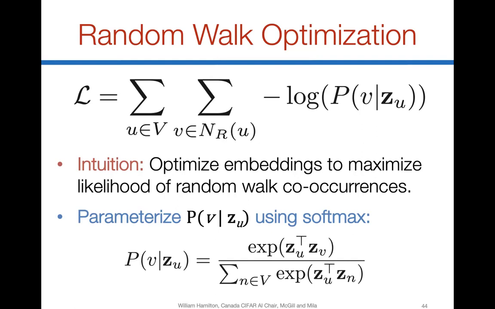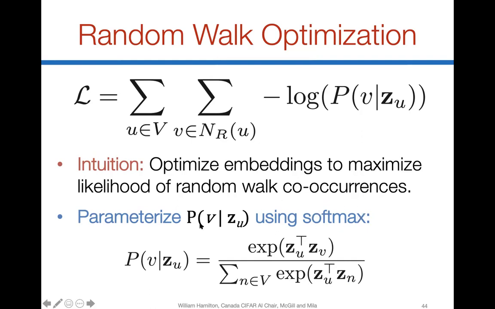What this means in plainer words is that we want the embeddings we're learning for our nodes to reflect the tendency of nodes to co-occur on short random walks. So if I see node V many times on random walks starting from node U, the embeddings for nodes U and V should be similar to one another. And the way that we make this work mathematically is we use what's called the softmax function.